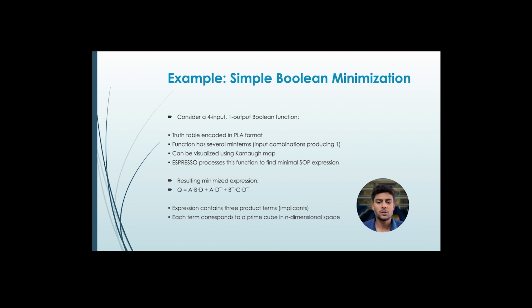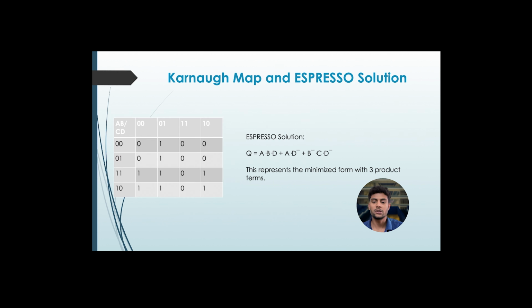So Espresso processes this function to find the minimal SOP expression, which results in the minimized expression, that is Q equals A dot B dot D plus A dot D bar plus B bar dot C dot D bar. So this expression contains three product terms, that is implicants. Each term corresponds to a prime cube in n-dimensional space. You can see a table, which is a K-map representation here of our equation.